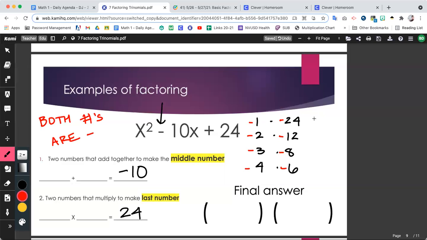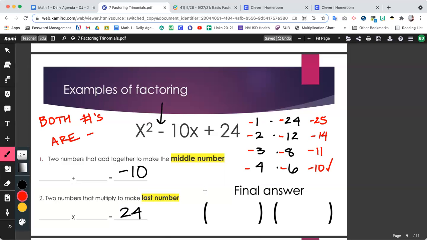-1 and -24, when we add those, that makes -25. That's not going to work. -2 and -12 make -14. That's not going to work. -3 and -8 make -11. It's not going to work. But -4 and -6 make -10. Ding, ding, ding. That's what I wanted.